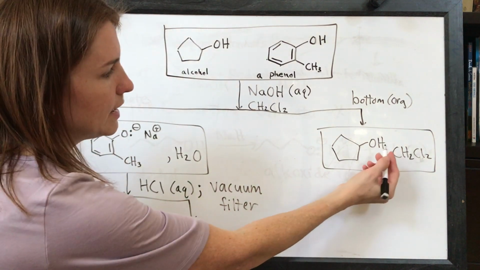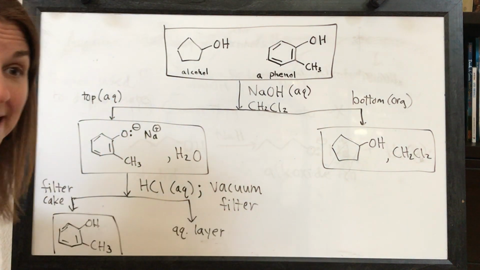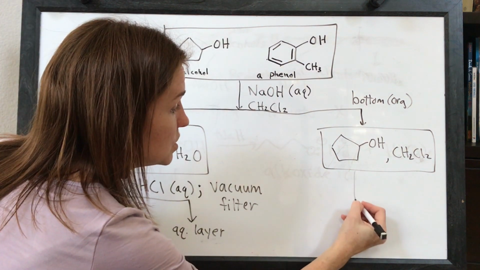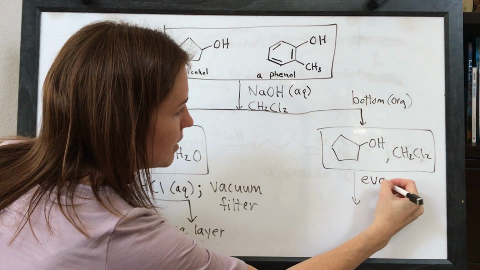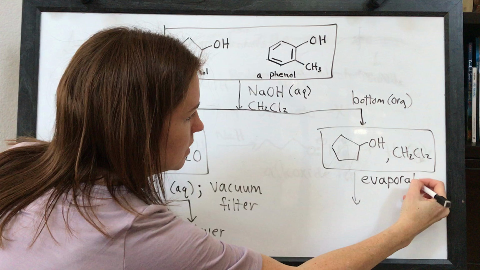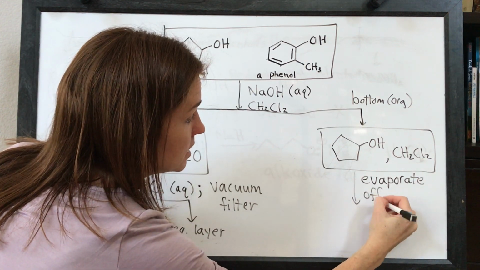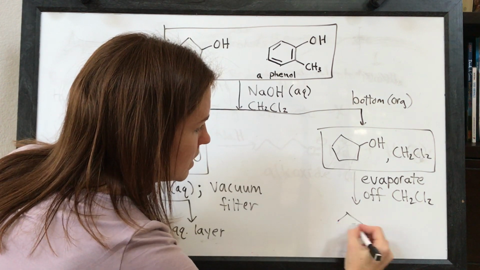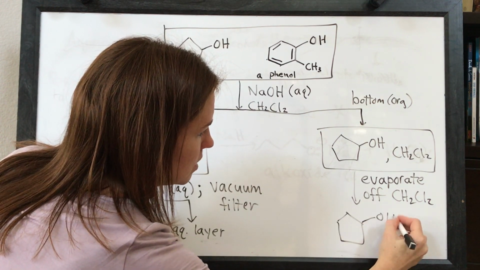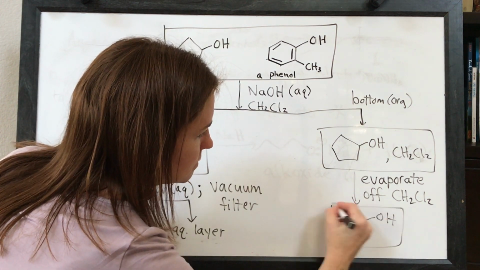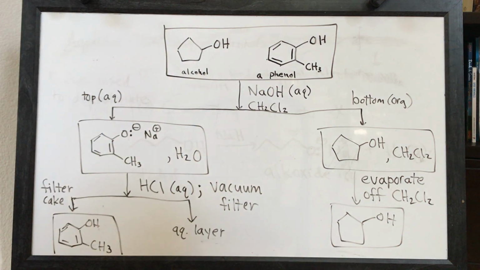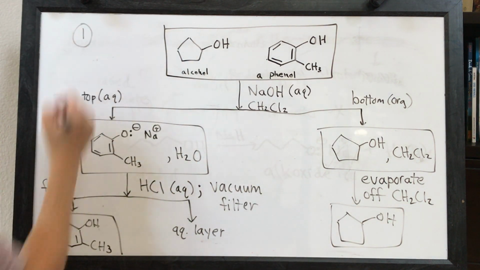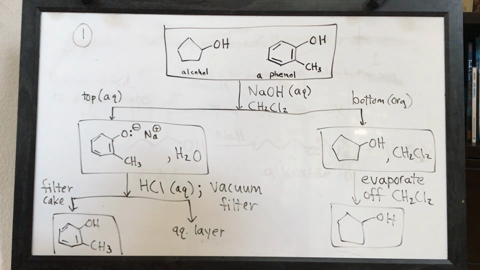And over here, if we want to isolate our alcohol, we have dichloromethane. It has a very low boiling point. We're just going to evaporate off or distill off the dichloromethane. And so in the end, we just have our pure alcohol. No solvent mixed in with it. Okay, so that is the solution to problem 1 on the worksheet that says reaction of alcohols.